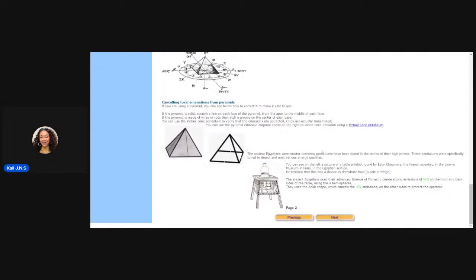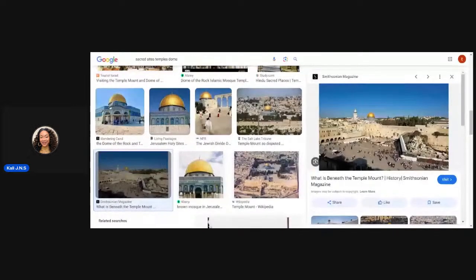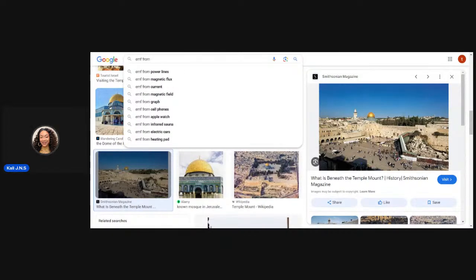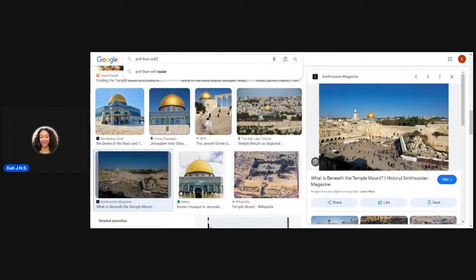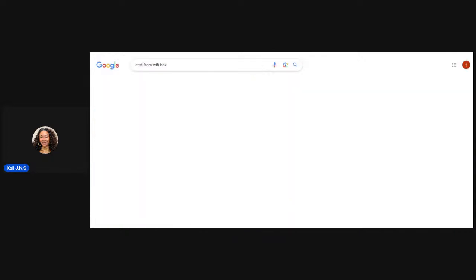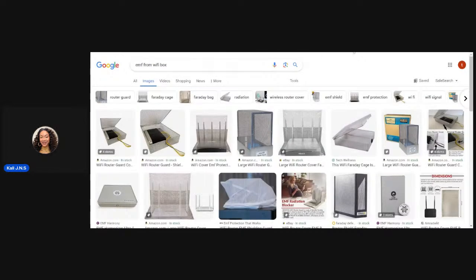Okay. And so when we talk about these harmful waves that come from electronics, let's look at EMFs from, let's see, a Wi-Fi box. Matter of fact, let's actually prove my point. This is not a good example.